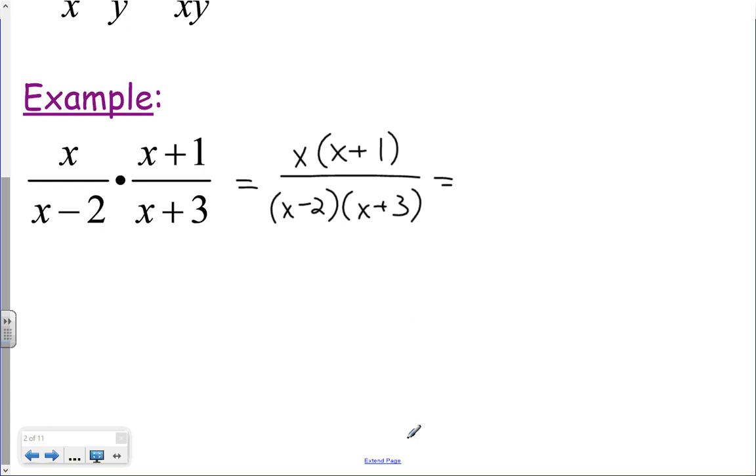And we'll go ahead and multiply these out, FOIL them. So the numerator turns out to be x squared plus x. The denominator turns out to be x squared. You'll have a plus 3x and then a minus 2x. So that sounds like just a plus x that we simplify to. And then minus 6. There's the product of those two rational expressions.